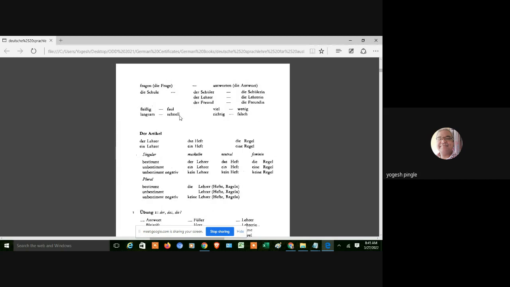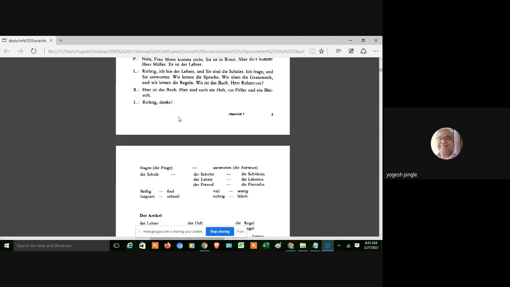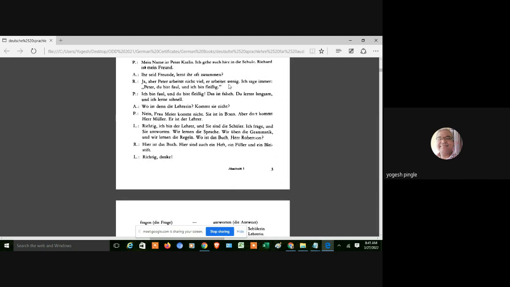Langsam, schnell. That has also come across. Langsam means slow. Very slow. Schnell means fast. So here it is. See this, in the next sentence: du lernst langsam und ich lerne schnell. You are learning slowly and I am learning fast. So langsam is slow or slowly, and schnell is fast.